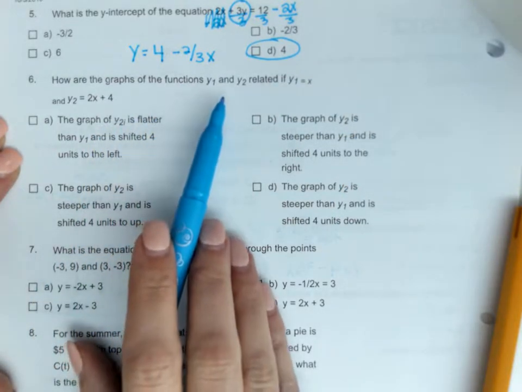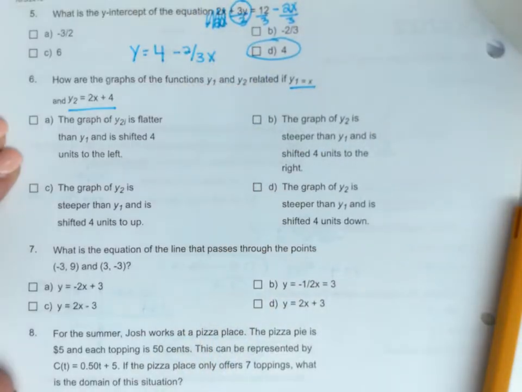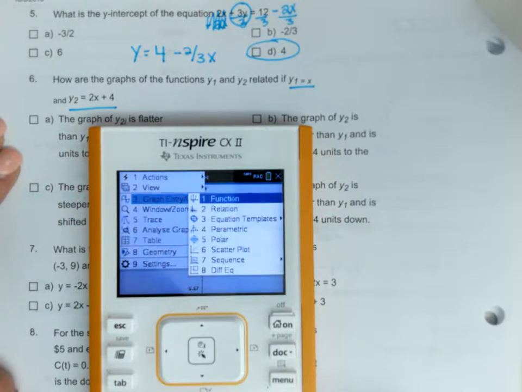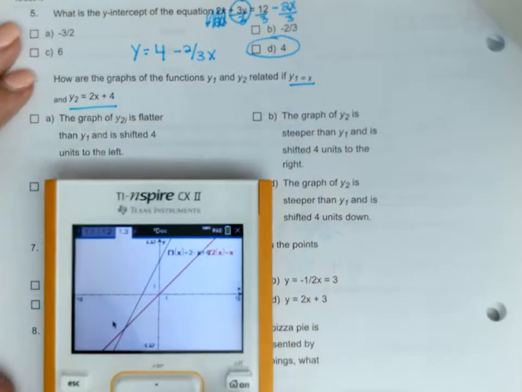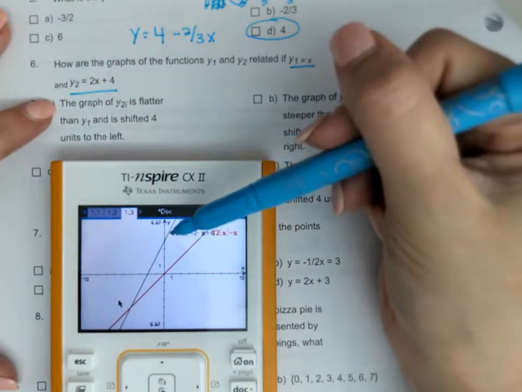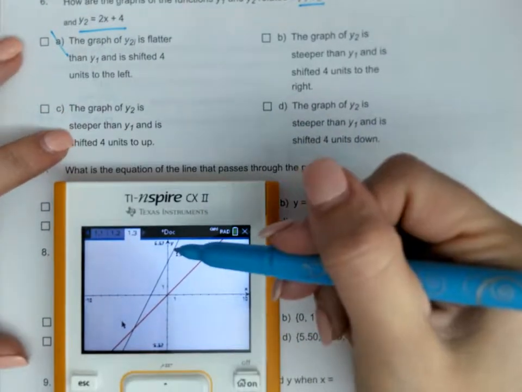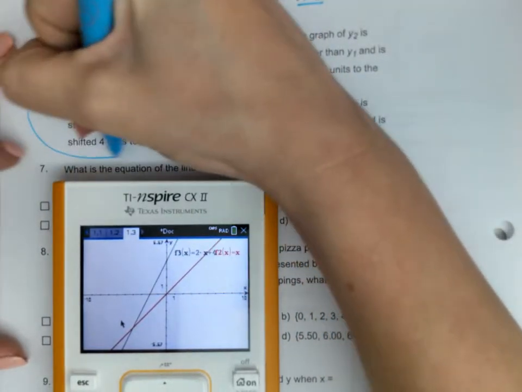How are the graphs of the functions y1 and y2 related if y1 is x and y2 is 2x plus 4? Well, let's graph them. So let's clear those. So menu, graph entry, edit. These are functions because they're y equals. So we have y equals x. And then menu, 3, 1, we have 2x plus 4. Okay, so the graph of y2, so my second line is flatter. No, that's steeper. Okay, the graph of y2 is steeper, yes, and is shifted 4 units up. 1, 2, 3, 4. Yes.